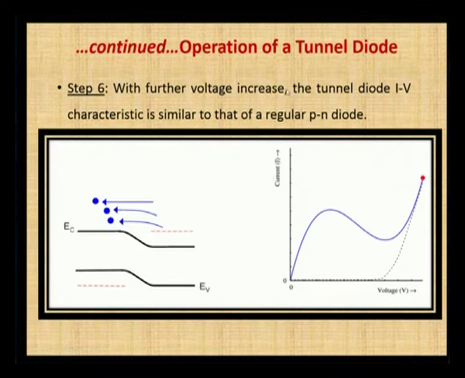With further voltage increases, the tunnel diode IV character is similar to that of a regular PN junction. After reaching a certain voltage, the current starts rising again. After reaching a certain voltage, the current decreases. After this point, it starts rising again when we increase the voltage. This is how the tunneling operation takes place in a tunnel diode.